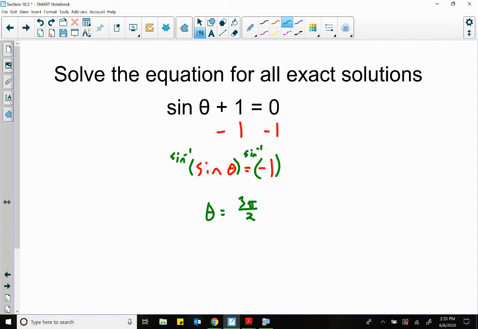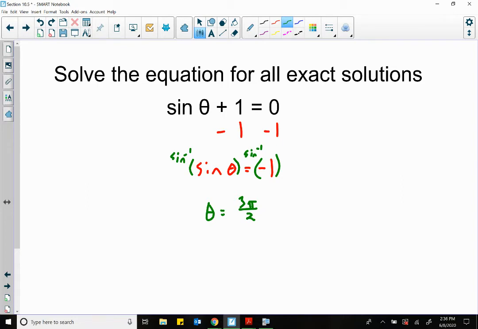But that's only one angle. Okay? What is the period of sine? This is why I put that beware in there. What is the period of sine? The period of sine is 2 pi. Okay? So if I want all exact solutions for this, I need every time this angle happens over and over and over again, over 2 pi, over 2 pi, over 2 pi. Or in other words, we're talking about coterminal.